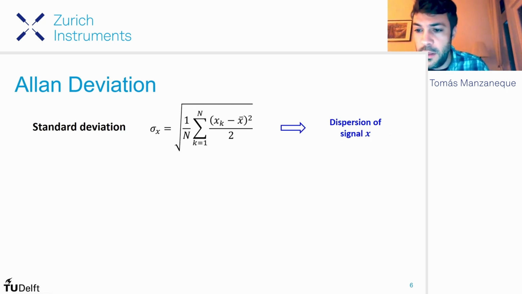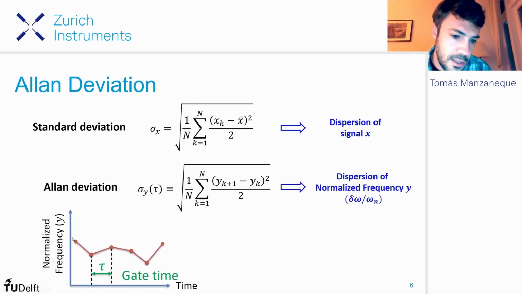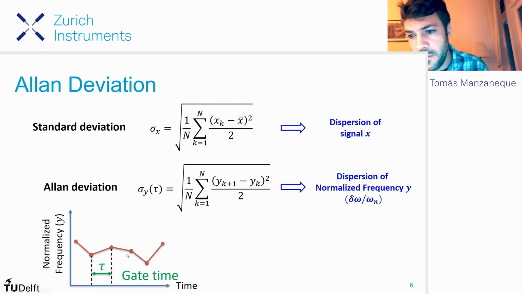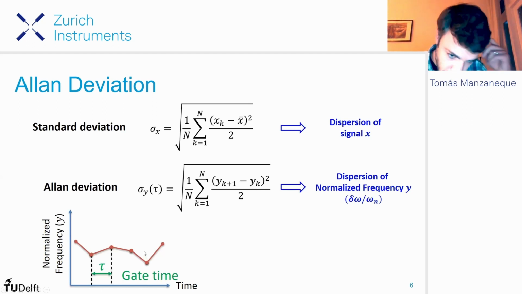However, when we deal not with just any signal, but specifically with frequency signals over time, as we can see here, where this Y represents the normalized frequency readings, we use the Allan deviation. And the difference in the calculation is that instead of comparing each readout value with the average, we do it with the previous measured value. And again, we do the square value and the average of them. And this will give us a measurement of the dispersion of these normalized frequency values that can correspond to readings of the resonance frequency of a resonator, for instance. But this method is general for any frequency signal.